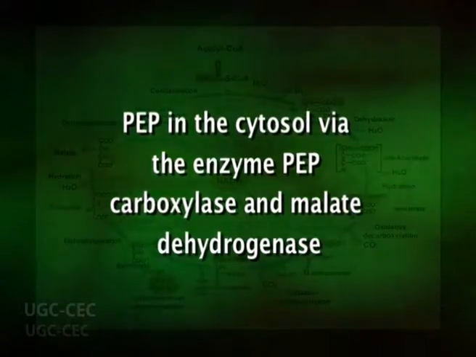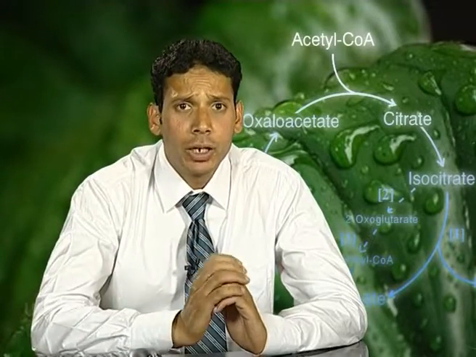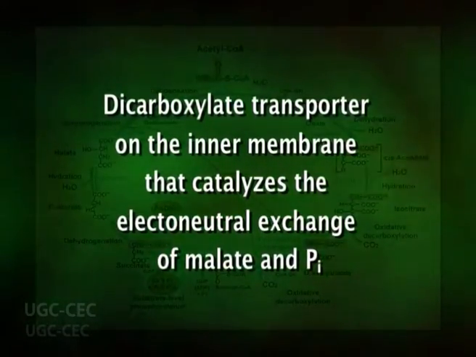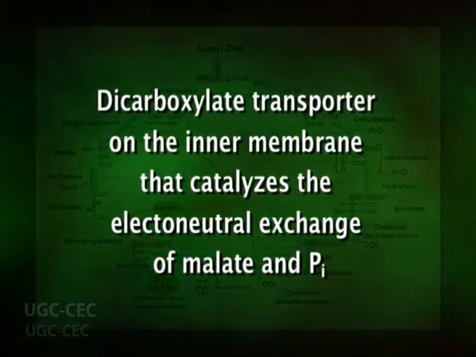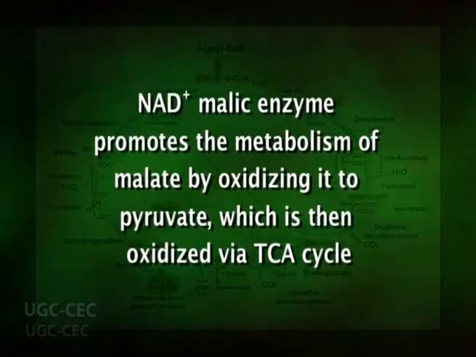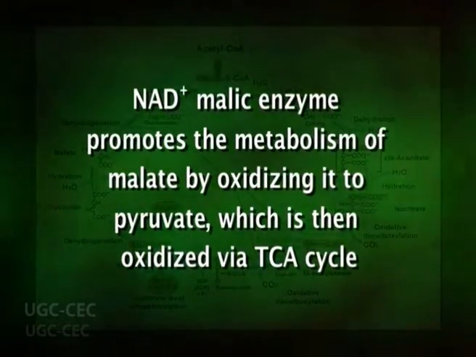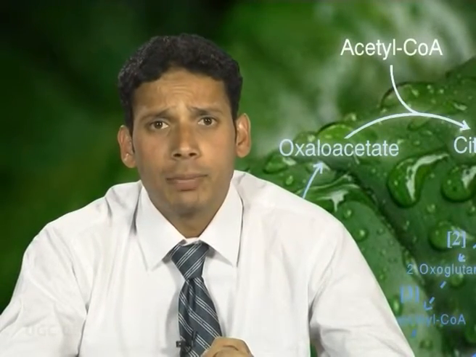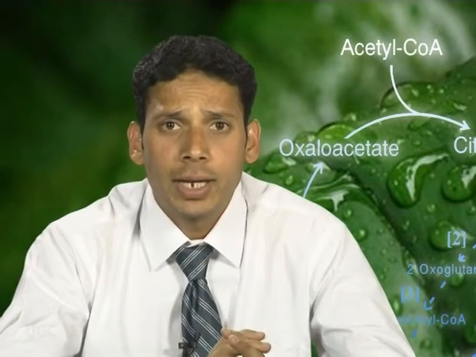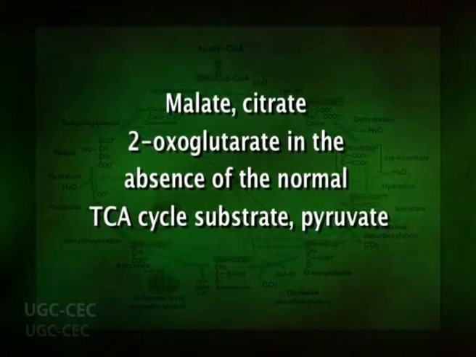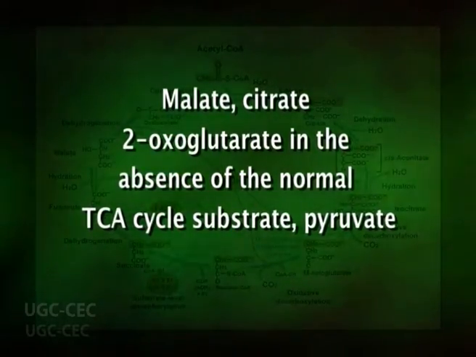malate dehydrogenase. The malate is then readily transported into the mitochondrial matrix by a dicarboxylate transporter on the inner membrane that catalyzes the electroneutral exchange of malate and inorganic phosphate. In the matrix, NAD+ malic enzyme promotes the metabolism of malate by oxidizing it to pyruvate, which is then oxidized via the TCA cycle. The presence of NAD+ malic enzyme thus allows the complete oxidation of organic acids, for example malate, citrate, 2-oxoglutarate, in the absence of the normal TCA cycle substrate, pyruvate.